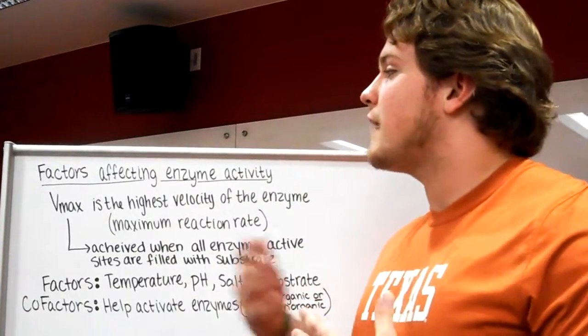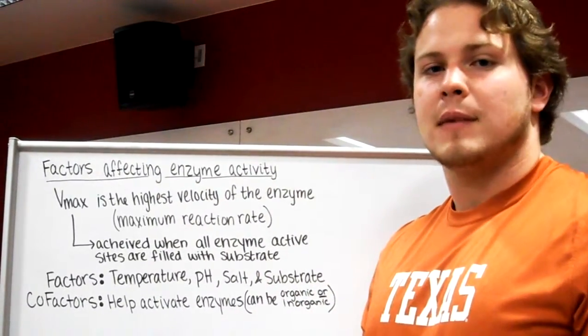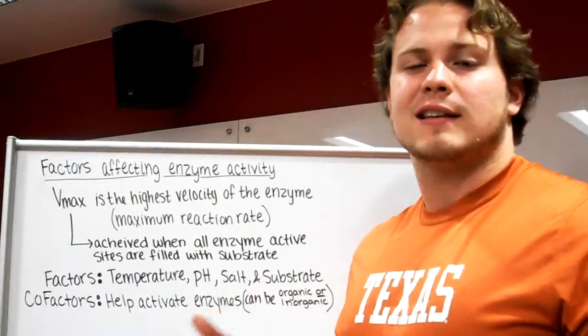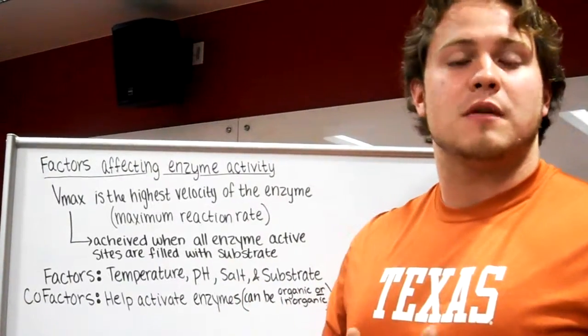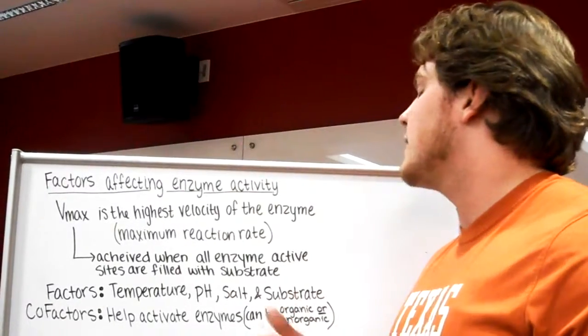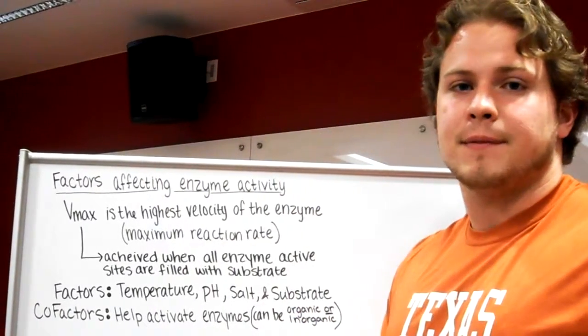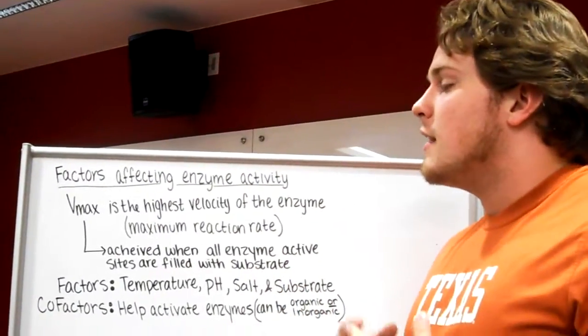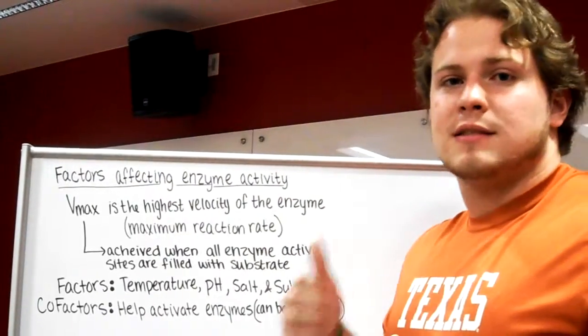My section focused on factors affecting enzyme activity. But before we looked at factors that affect enzyme activity, it's important to understand what Vmax means. Simply put, Vmax is the highest velocity of the enzyme, the maximum reaction rate. And these factors that affect enzymes raise the Vmax.